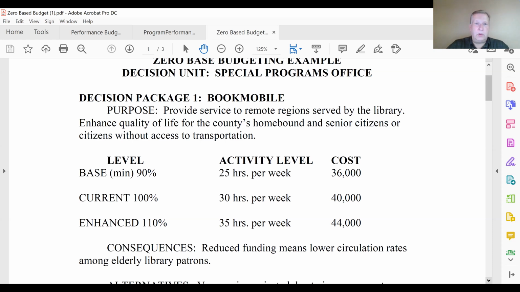The second alternative is the current level of funding, 100% of what we have currently been funding. That would allow us to operate the bookmobile for 30 hours per week at a cost of $40,000. The third alternative is the enhanced level, funded at 110%, so 10% more than what we usually fund. That means 35 hours per week in activities and $44,000 as costs.